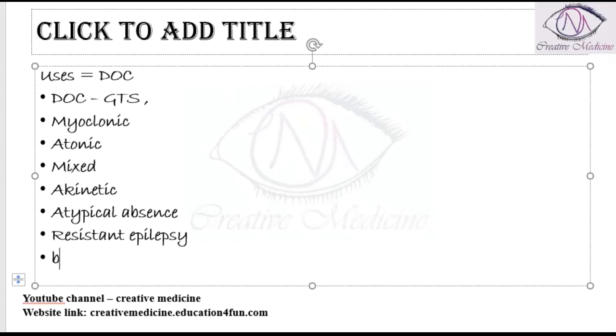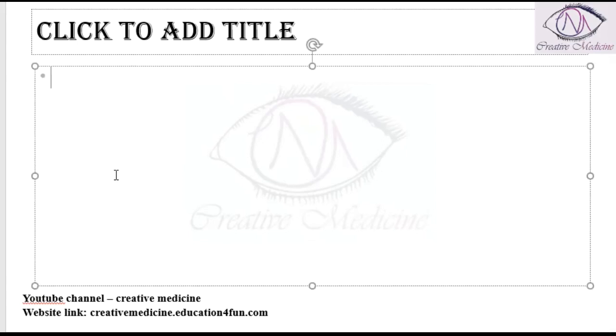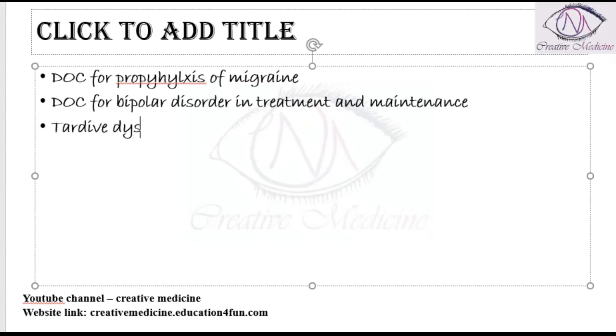Valproate is also a drug of choice in a type of bipolar disorder with rapid cyclers. Other uses are that valproate is also the drug of choice for prophylaxis of migraine. Valproate is also the drug of choice for bipolar disorder, especially in the treatment and maintenance. Valproate can also be used in tardive dyskinesia, and it is also used in neuralgia.